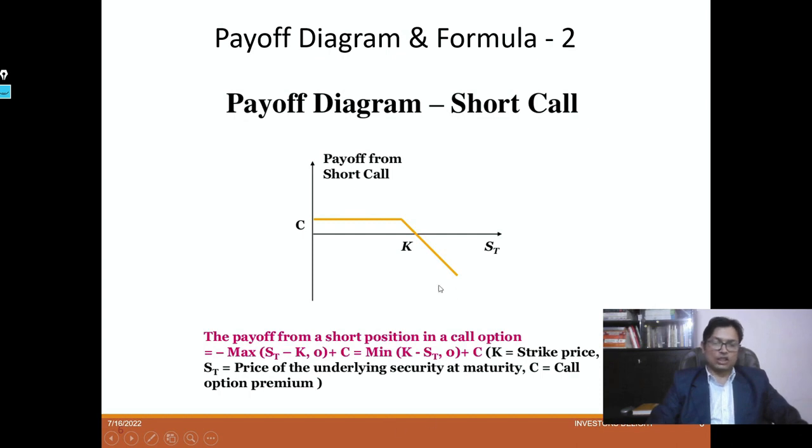This is just to understand that as ST increases from K to beyond K, there is a decline in the profit potential and it goes on decreasing linearly. Prior to that, the highest profit that we are making is equal to the call premium, that is c. That is something to remember here.